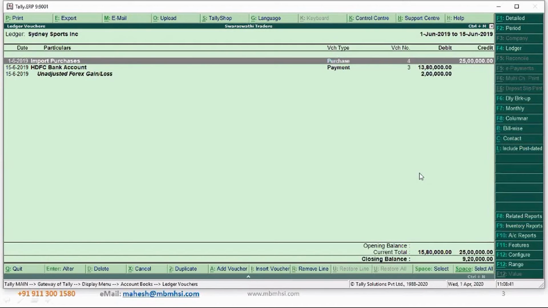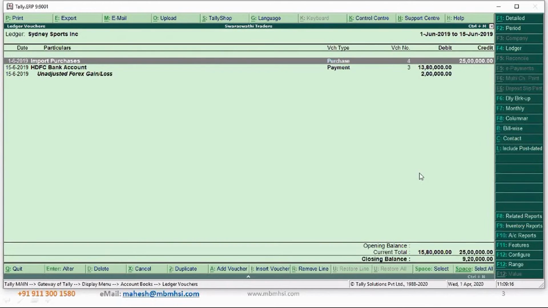Okay, so how many of you agree that the unadjusted amount which is coming, which is 2 lakhs, is correct? Does anyone have any doubts why this 2 lakhs is coming? Okay. A lot of people are saying it should not be 2 lakh rupees, it should be 1,20,000 rupees because only $60,000 is paid.